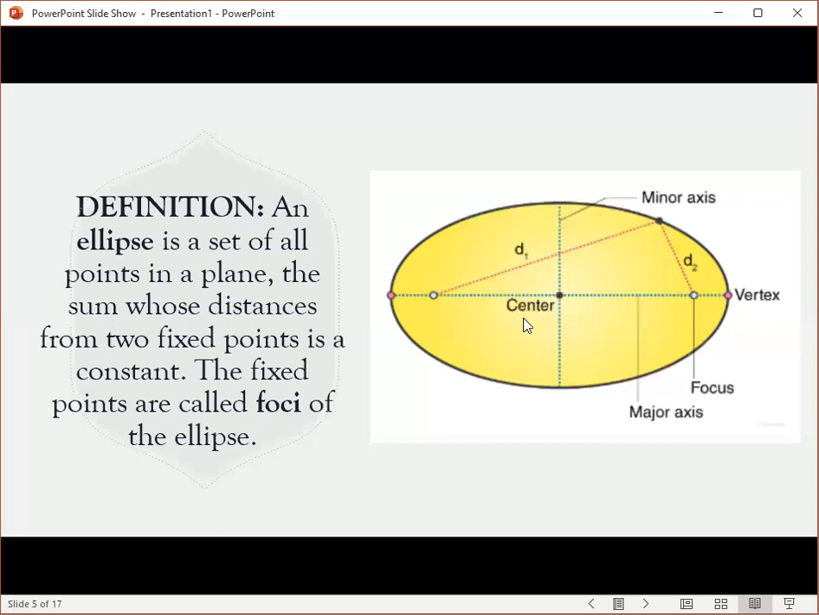Okay, now take note. Again, by definition, the sum of those distances is constant. So meaning, if I take a point here on this part, the distance between the focus and this point, plus the distance of this point on your ellipse to the other focus, is still the same as the distance here. Okay, so that is the definition of the ellipse.